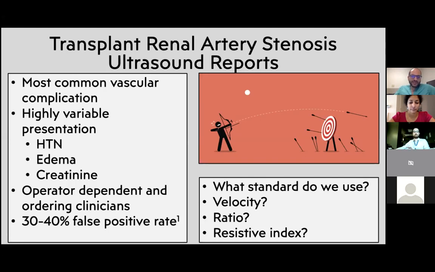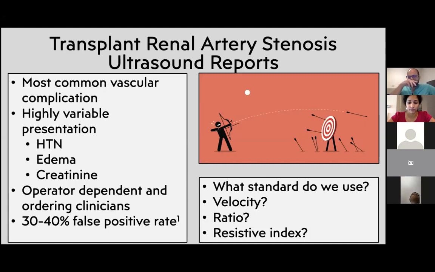Now we know that ultrasound is extremely operator dependent, and depending on who's reading the study, we can have all different kinds of ways of interpreting the same ultrasound. And so we know in the literature that there's a 30 to 40% false positive rate of transplant renal artery stenosis based off of ultrasounds. So the interventional radiologist saying, I'm doing a bunch of negative angiograms, well, that's supported by the literature, and it was supported when we looked at UC Davis's population, that we had a similar false positive rate. So we could understand the frustration of the interventional radiologist doing a bunch of negative angiograms.